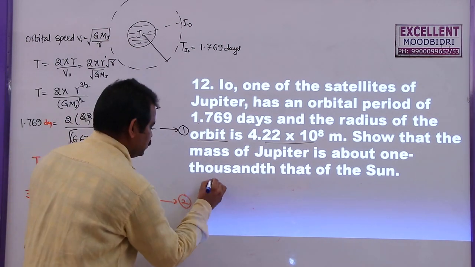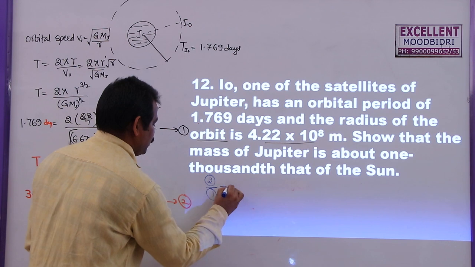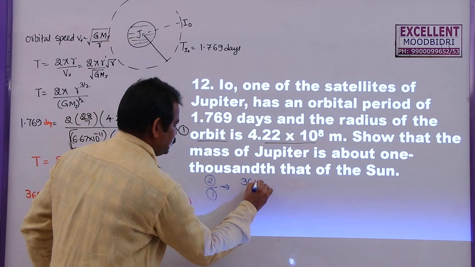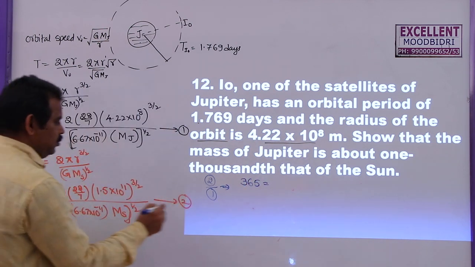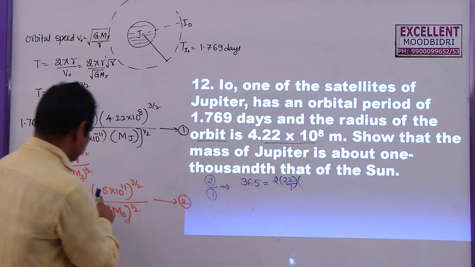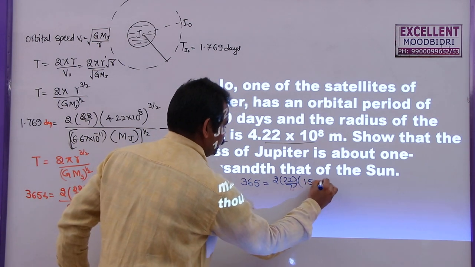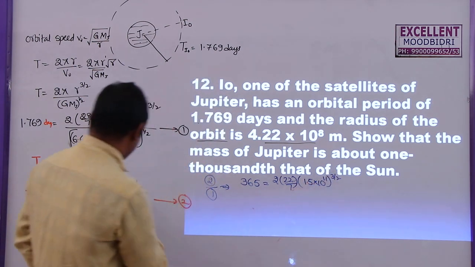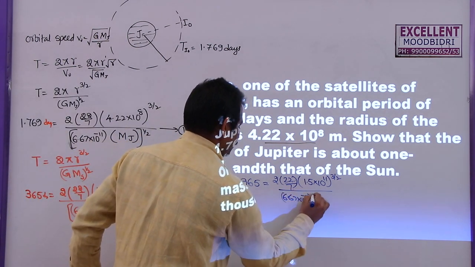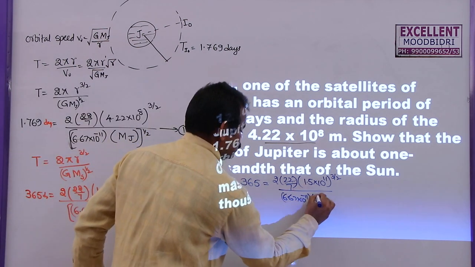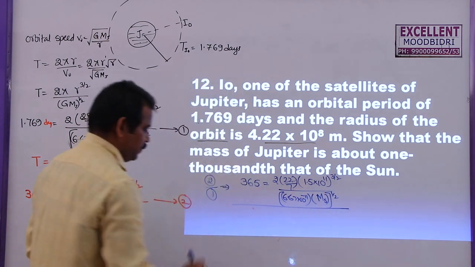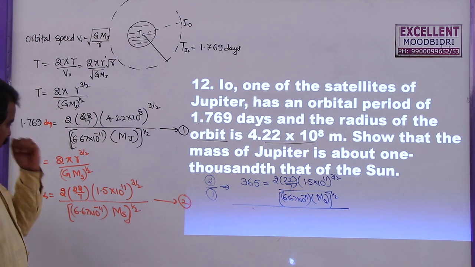So equation 2 by equation 1. What is equation 2? That is 365 days. So on the left side I am going to write 365 days is equal to 2 into 22 by 7 into 1.5 into 10^11 whole power 3 by 2, by the denominator 6.67 into 10⁻¹¹ into Ms, the mass of Sun, whole power 1 by 2. This is the second equation. So what is the first equation?